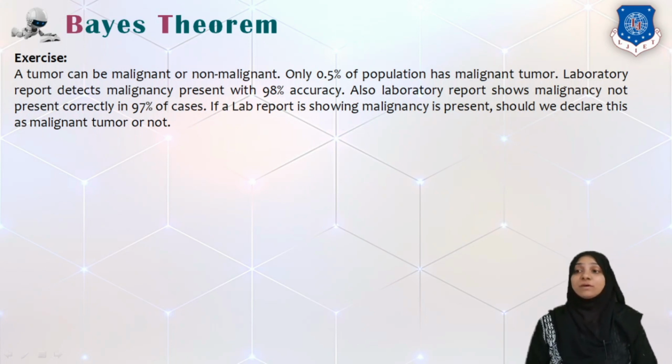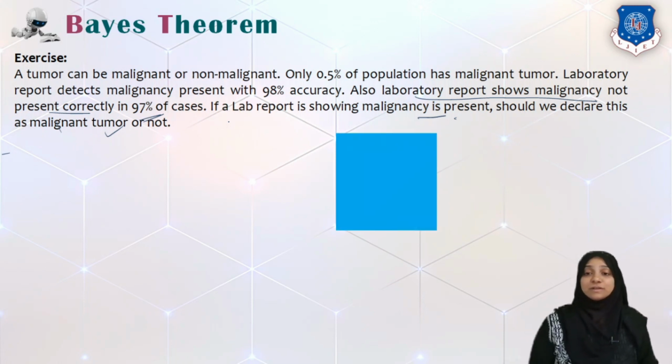Moving further, it also states that the lab report shows malignancy is not present correctly. That means negative reports are correctly detected by the test in 97% of cases. If the lab report is showing malignancy is present, what is the probability that it will be a tumor of malignant type only?